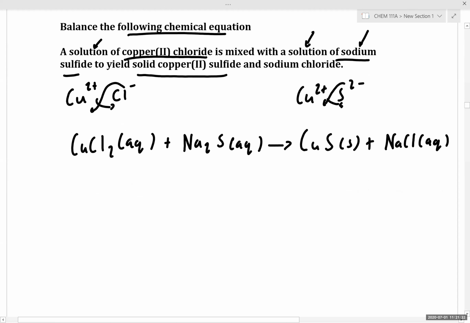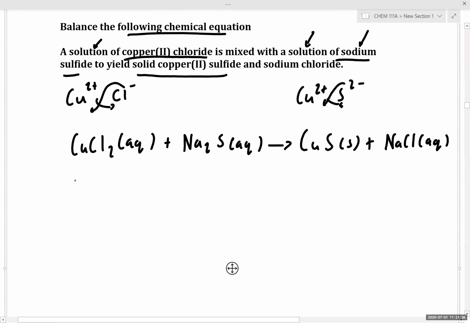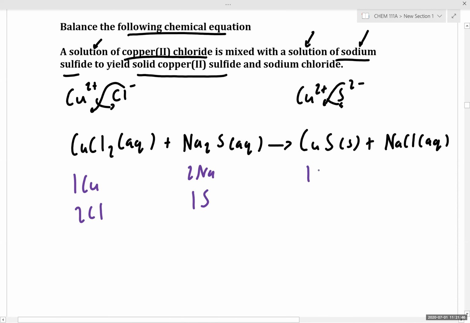So counting our atoms, let me do it in the correct color so that we have some consistency. I have 1 copper and 2 chlorines, and I have 2 sodiums and 1 sulfur. For copper sulfide, I have 1 copper and 1 sulfur. And in sodium chloride, I have 1 sodium and 1 chlorine.